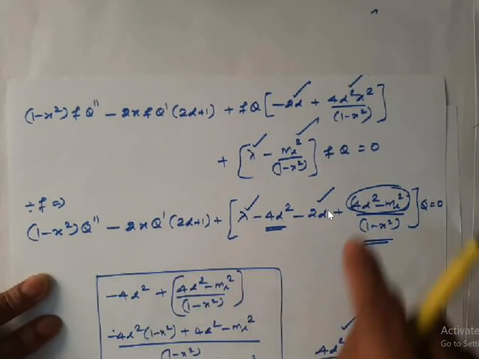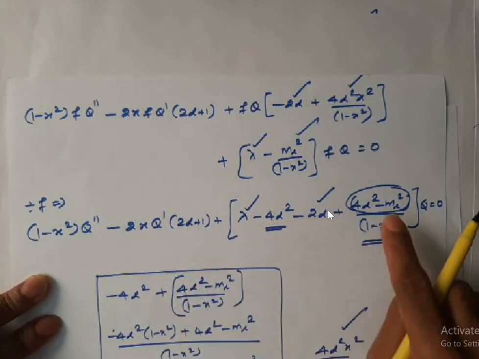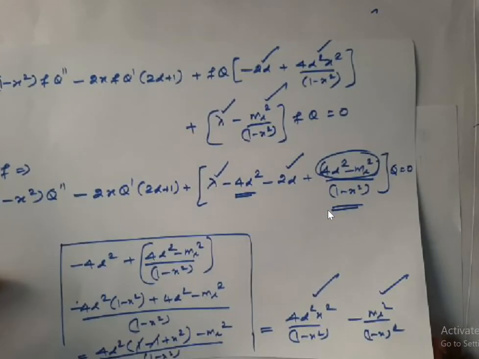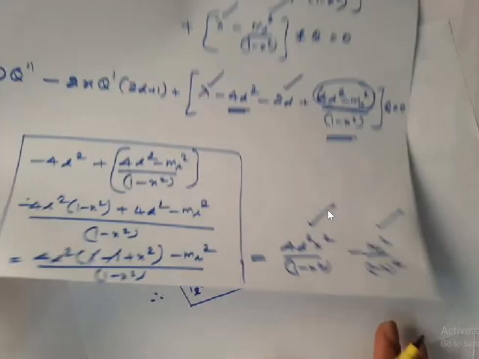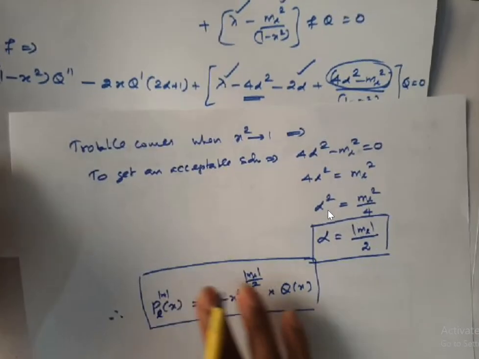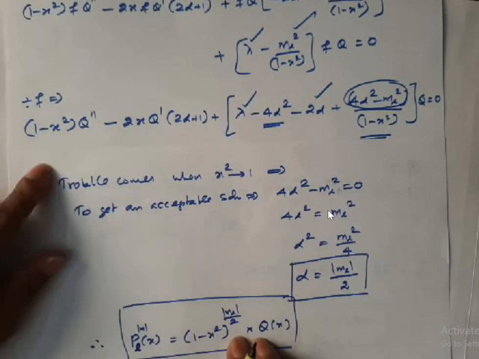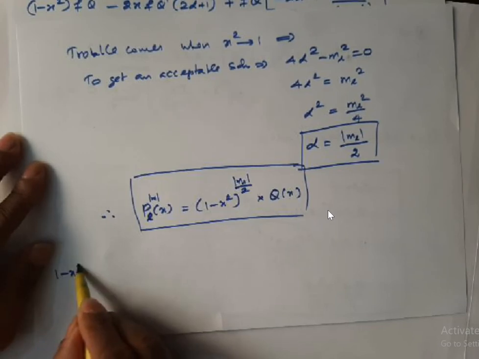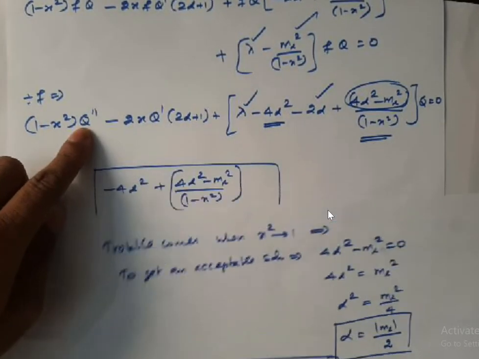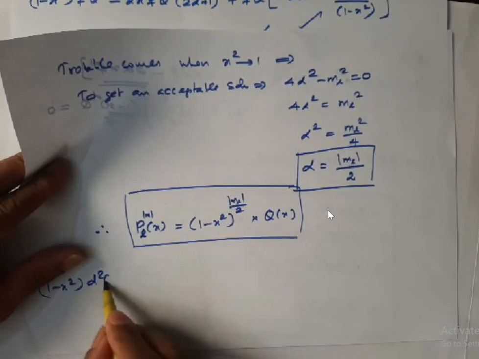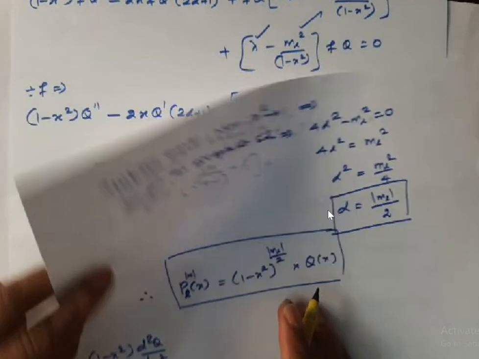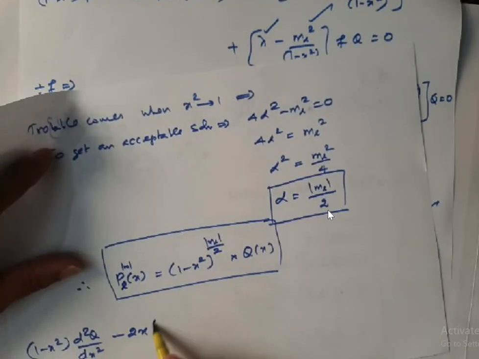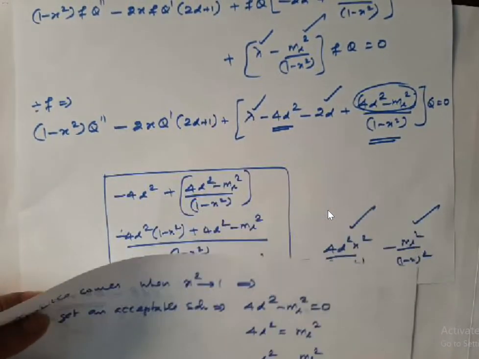But let me first introduce that for this function to be valid, this should be 0. If this is 0, this term vanishes. So this equation will become, let me write here, this equation I'm going to write as: 1 minus x squared into q double prime, what is q double prime? Q double prime is nothing but d square q by dx square, minus 2x into 2 alpha plus 1.